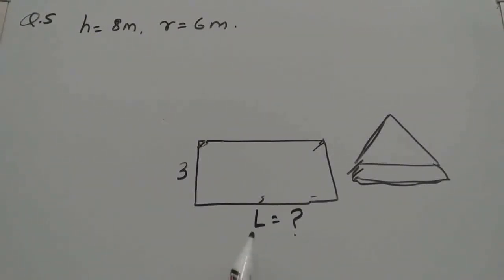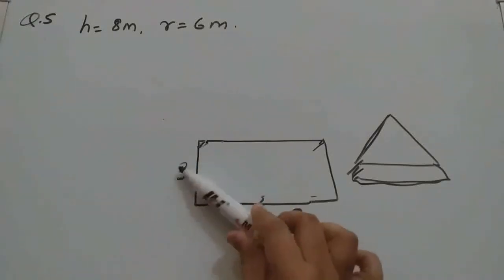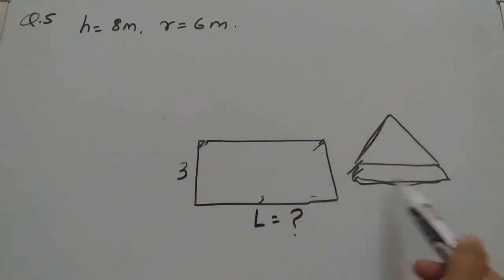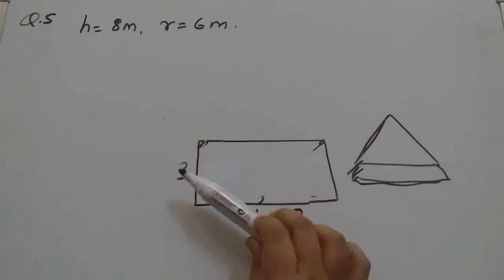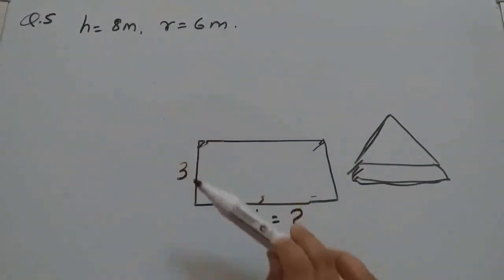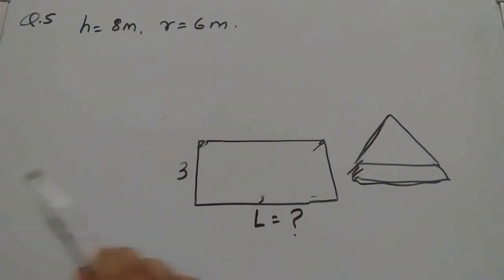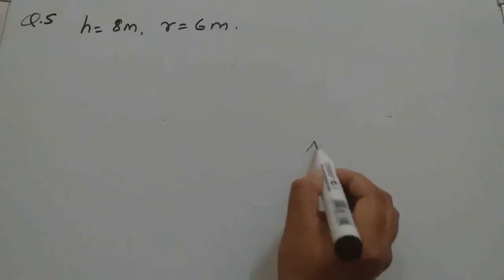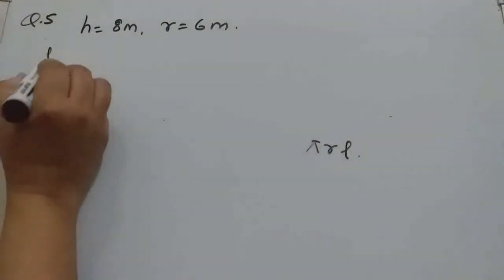So what we will do here, first we will find the CSA, because only the CSA can be made. The bottom part will be open. So first we will find the CSA of the cone using these dimensions. Then we will equate that CSA with the area of this tarpaulin. H and R are given. In the CSA of a cone, we know the formula is pi r L. So first we should find L here.